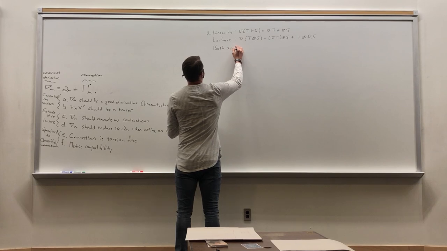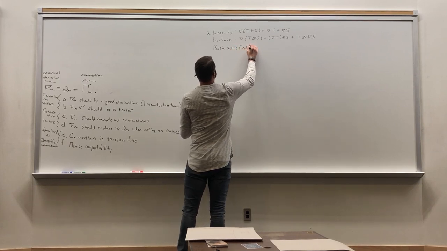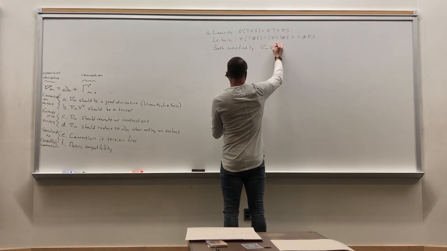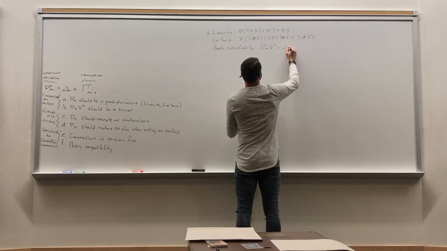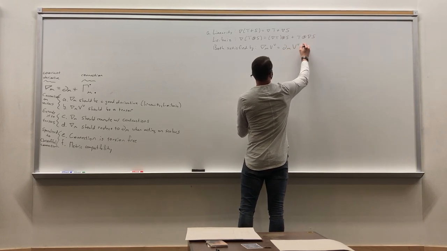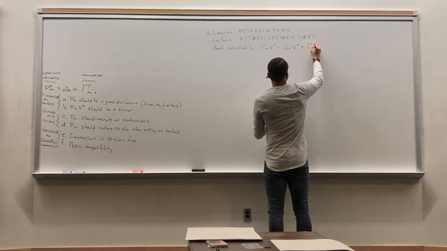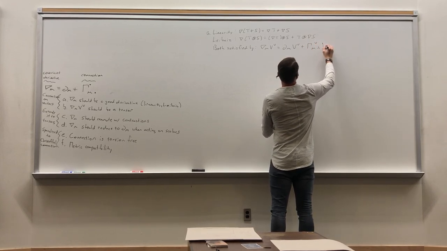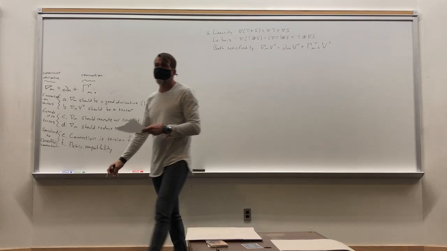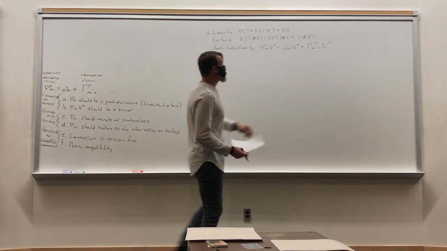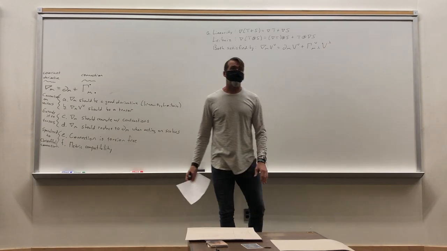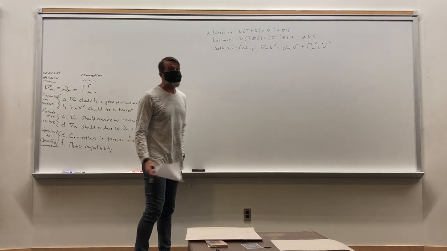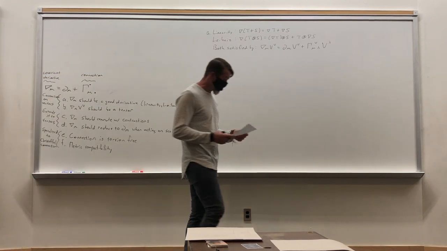And both are satisfied by the following definition. Del mu V nu equals d mu V nu plus the connection with its indices set like that. So this is just a linear transformation of the vector. Okay? Of course, that establishes the linearity, but let's show it in detail.